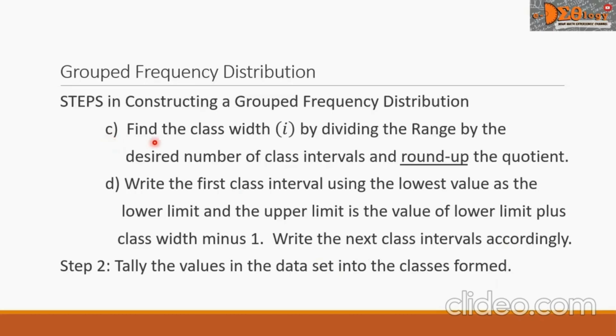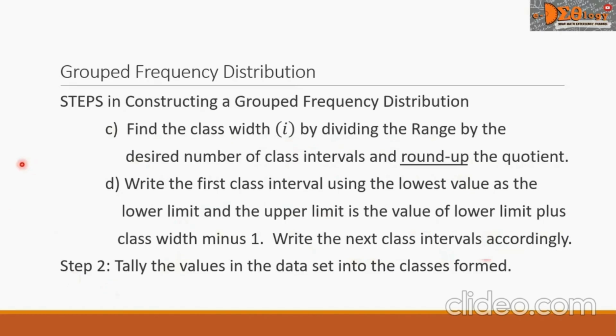Letter C, find the class width, denoted by I, by dividing the range by the desired number of class intervals and round up the quotient. Step D, write the first class interval using the lowest value as the lower limit, and the upper limit is the value of lower limit plus class width minus 1. Write the next class intervals accordingly.